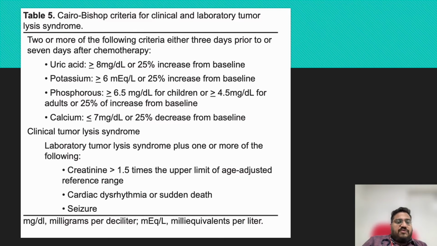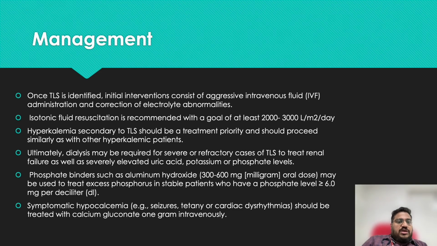You need to have a high index of suspicion. So this is the Cairo-Bishop criteria. Now coming to the management, once the TLS is identified, the initial intervention consists of aggressive fluid resuscitation. So IV fluid is the mainstay, and you need to correct the electrolyte disturbances. So maybe 2000 to 3000 ml per meter square per day.